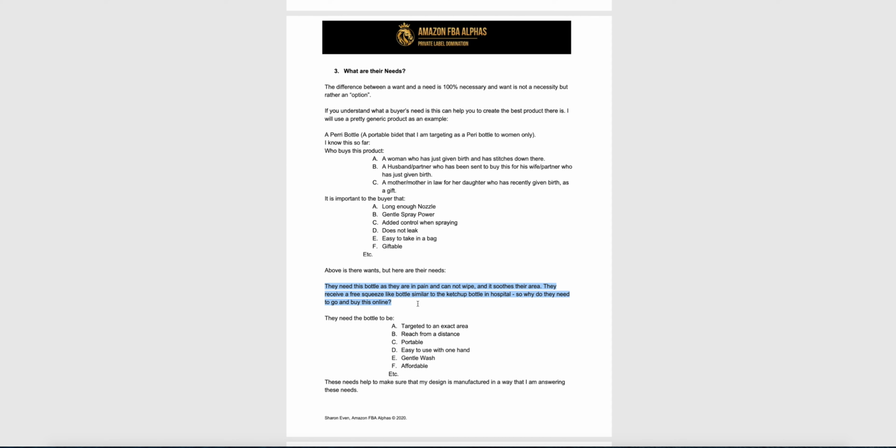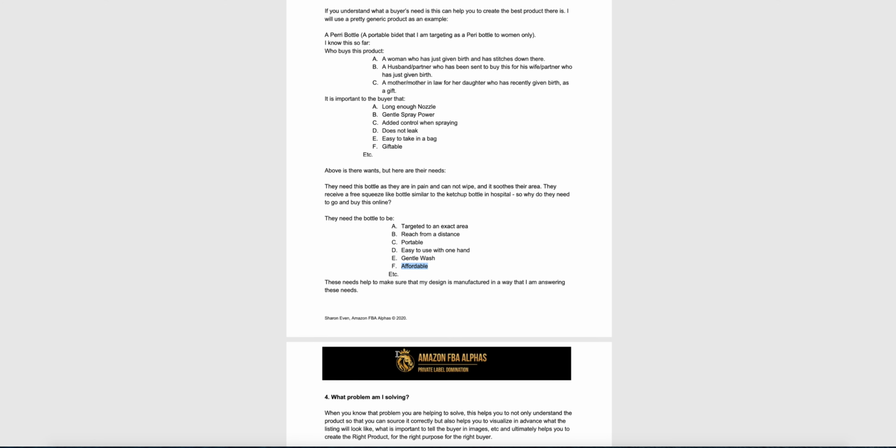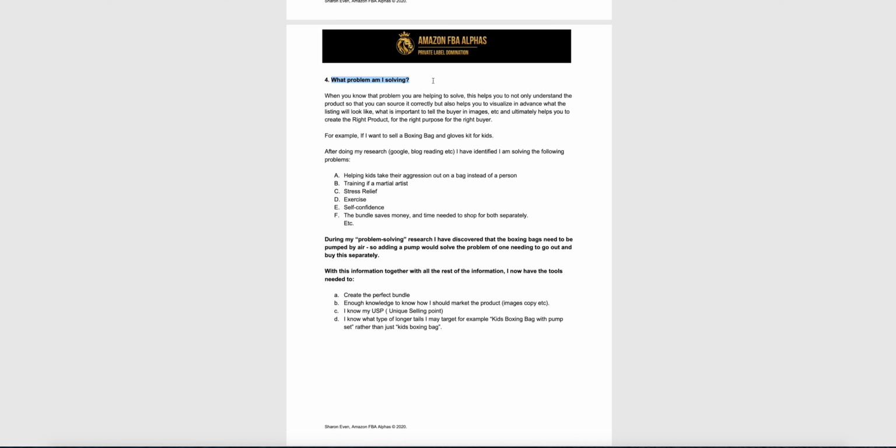So why do they need to go out and buy this product? They will need the peri bottle because, A, it's targeted to an exact area. They can reach from a distance. It's portable. It's easy to use with one hand. It has a gentle wash, and it is affordable. These needs help to make sure that my design is manufactured in a way that I am answering these needs. Okay, so I need to know what their needs are in order to be able to make them the best product there is. So, what problem am I solving?